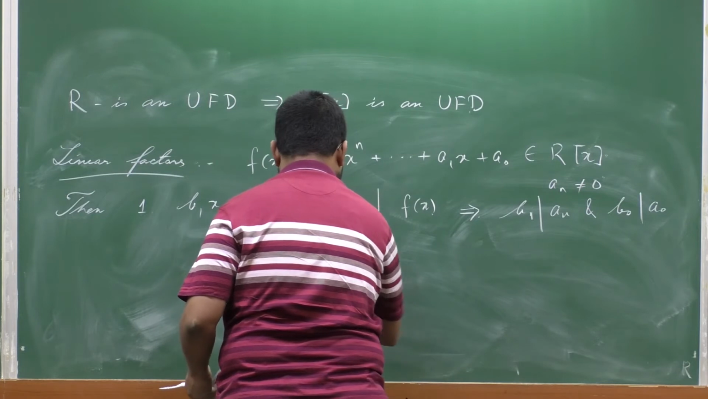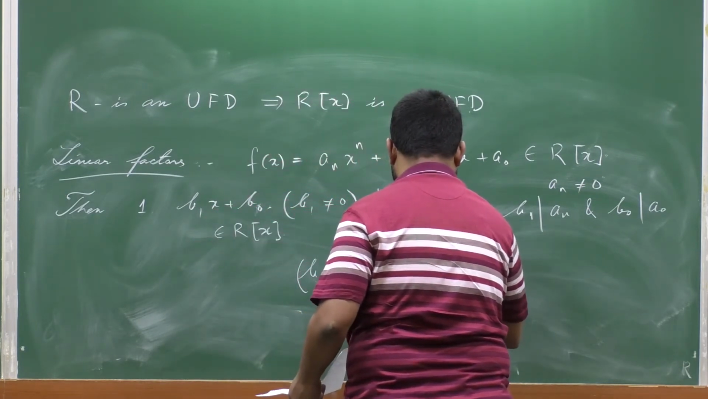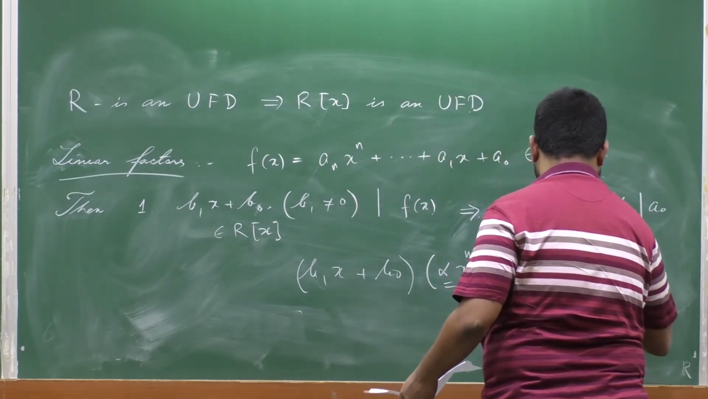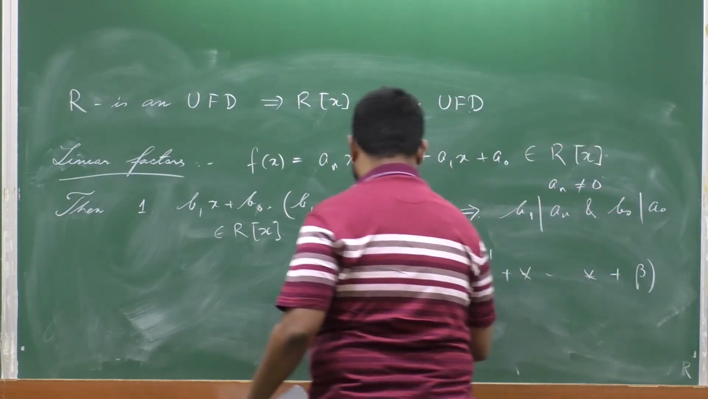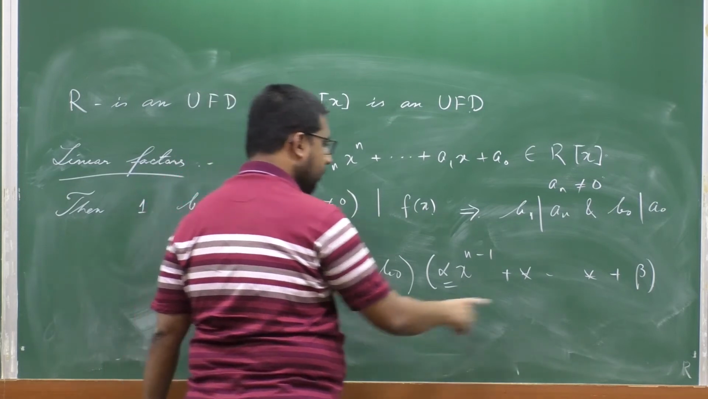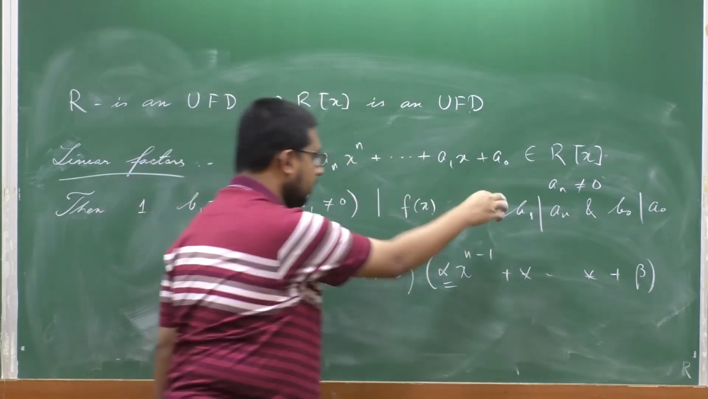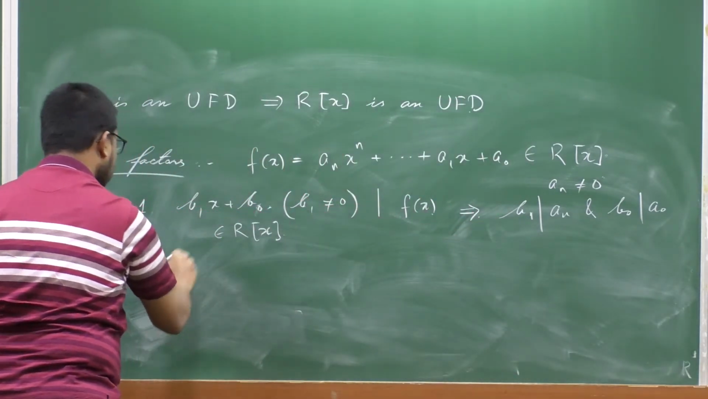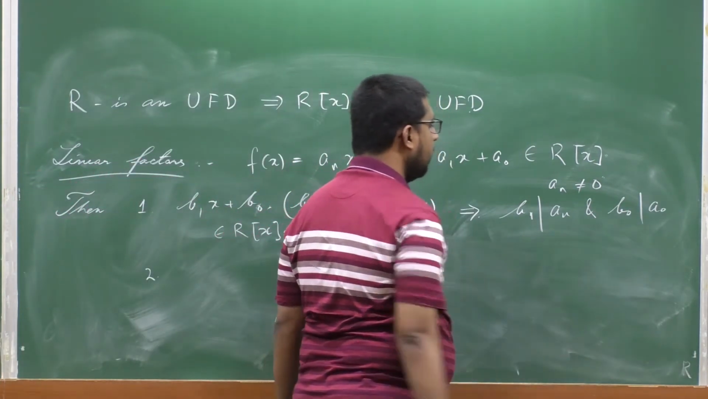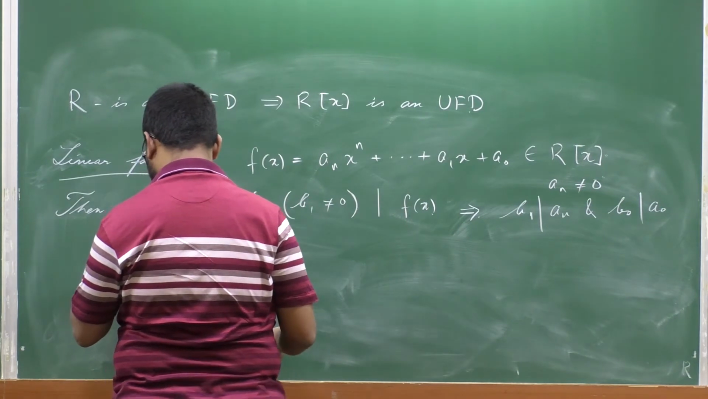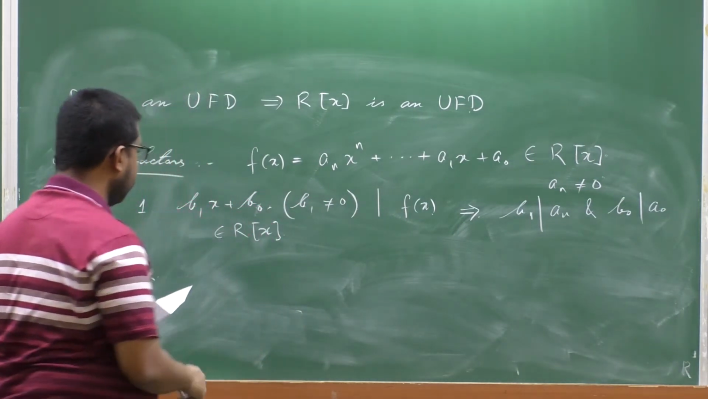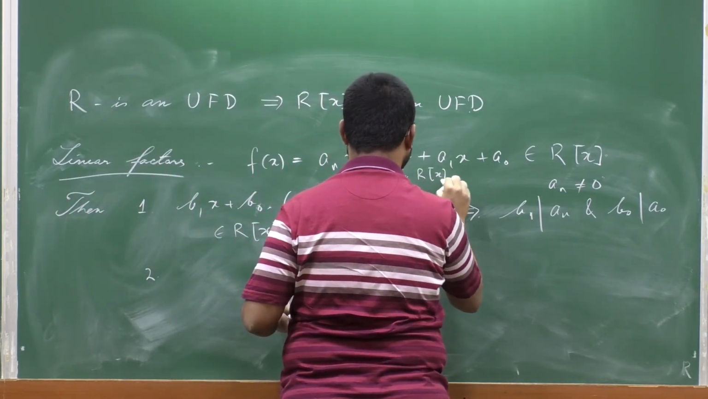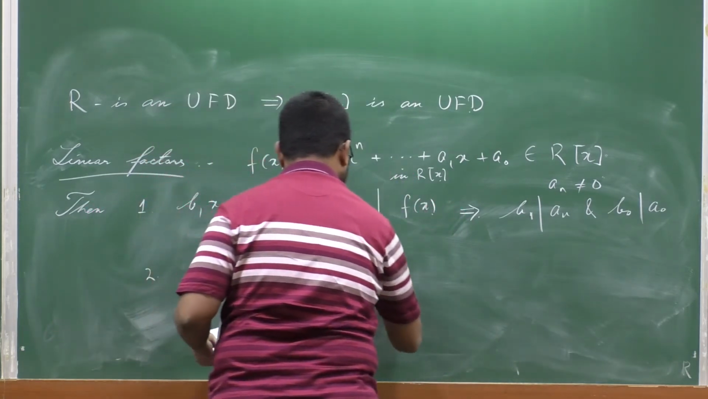If this is what we have, then something will be there, let us say some alpha x to the power n minus 1, I do not care what alpha is, and the middle terms I also do not care, then let us say some beta. So it is clear that b1 times alpha is a_n and b0 times beta is a_0. So this is immediate. What this says is, if a linear polynomial is a factor of f(x), then we must have these conditions, where division means division in R[x].